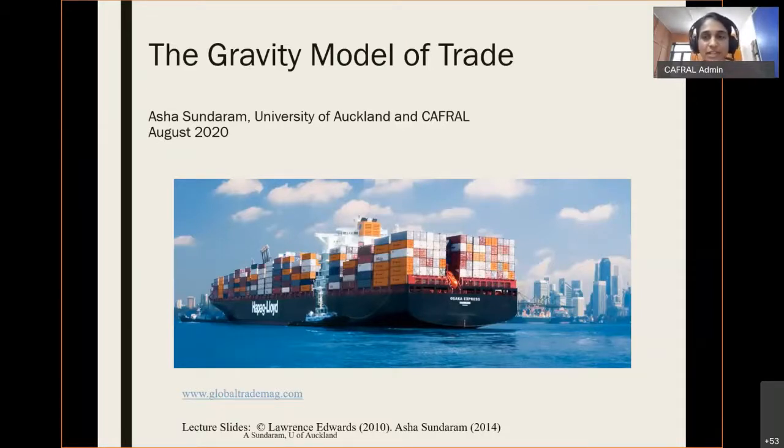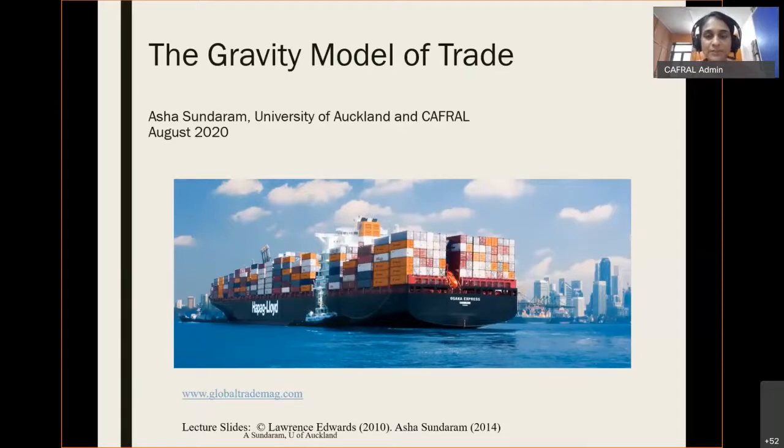Okay, so we're switching hats now. We're moving on to more estimation issues. So let's start with the gravity model. Now, I told you the story behind the gravity model of trade, right? This was really an empirical model. It had no foundation in international trade theory, right?